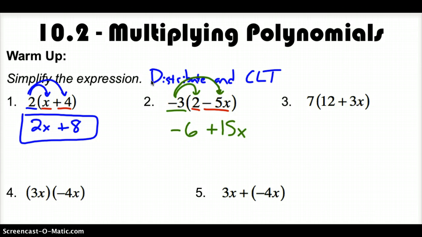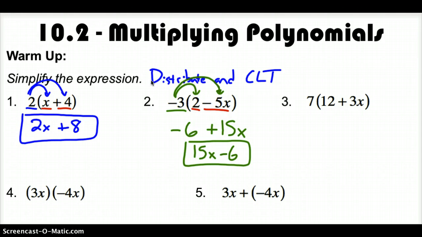Now if we want this in standard form of a polynomial, which we probably do, we should rearrange the terms so that it's in standard form. Remember, our exponents should be in decreasing order all the way down to our constant. So we would write this as the positive 15x first, and then the negative 6 second. So 15x minus 6 is what we would do here.